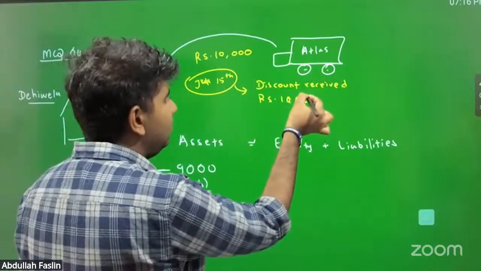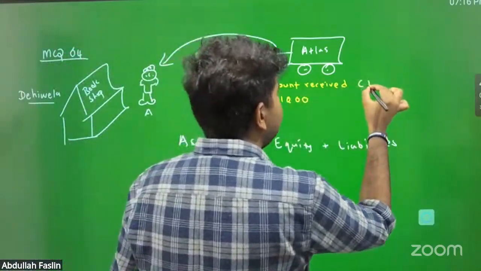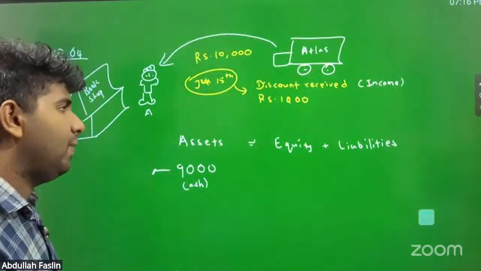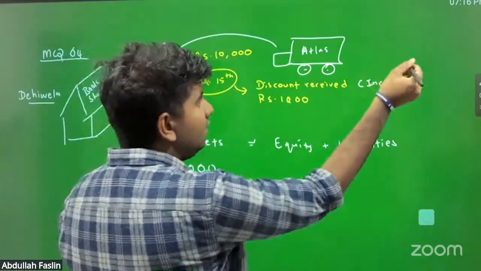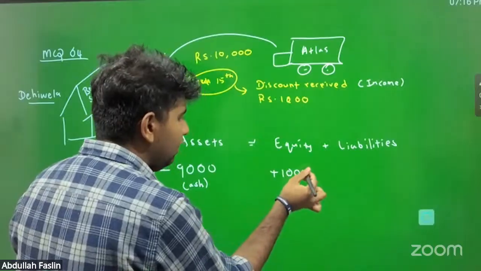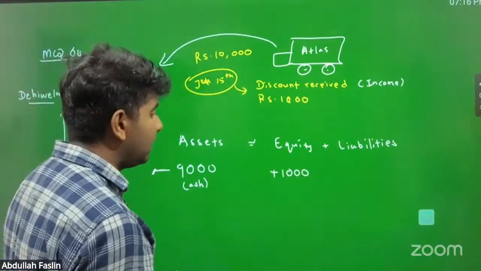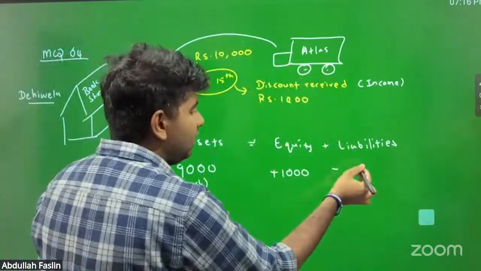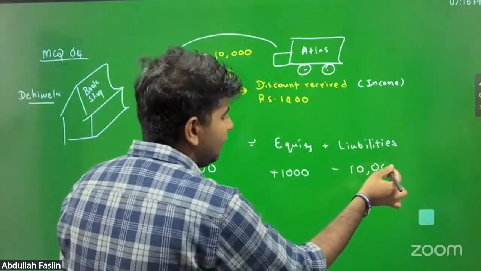This discount received is an income to your business. Remember that. I told you, if it's an income, it will increase the equity. It will increase the equity by 1,000 rupees. Then, liability: the creditors' worth is how much? It will reduce by 10,000.